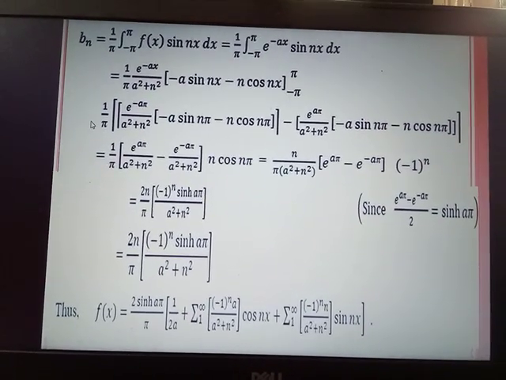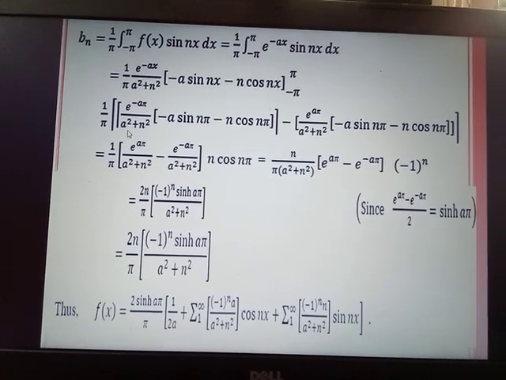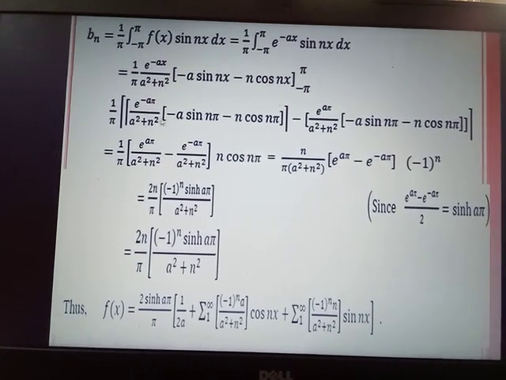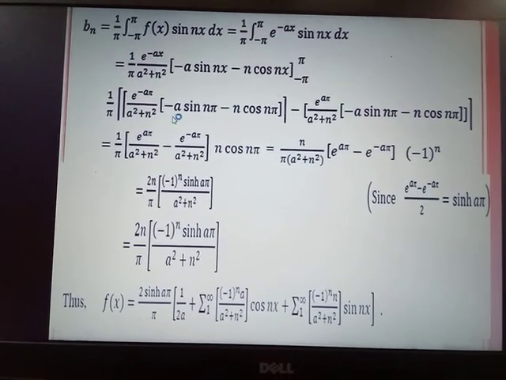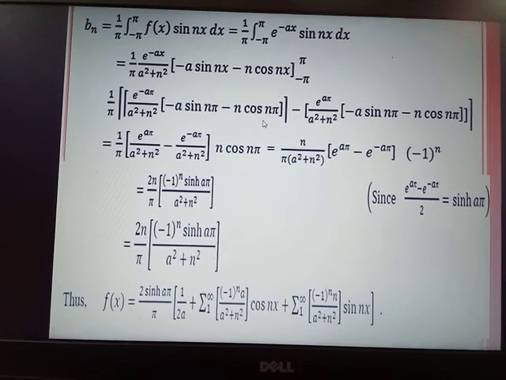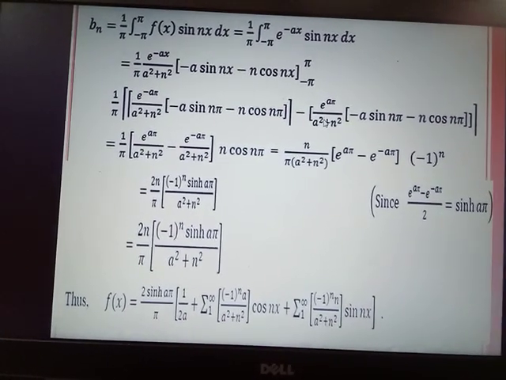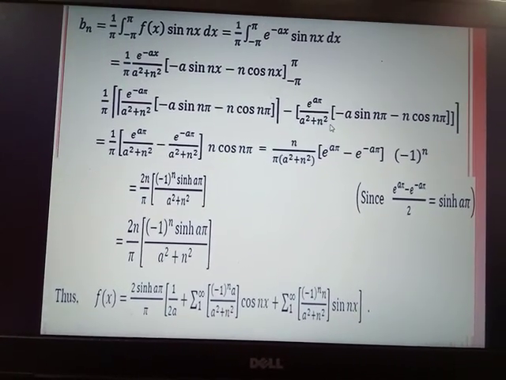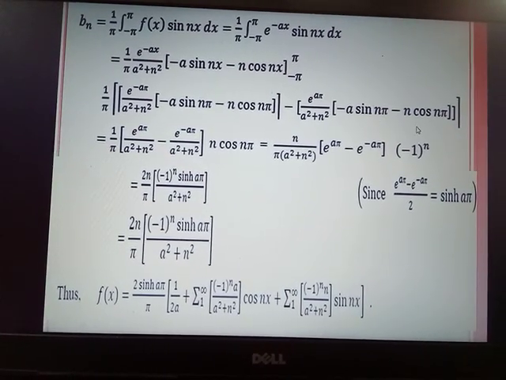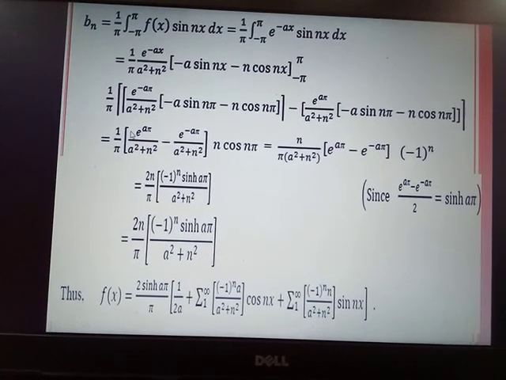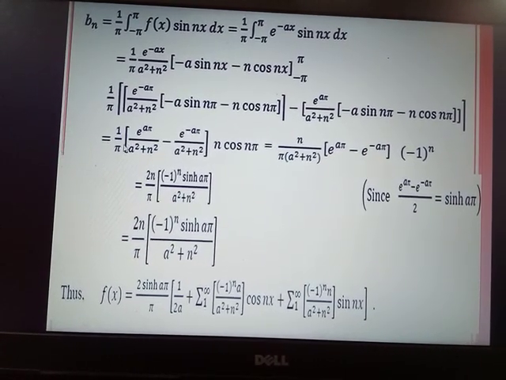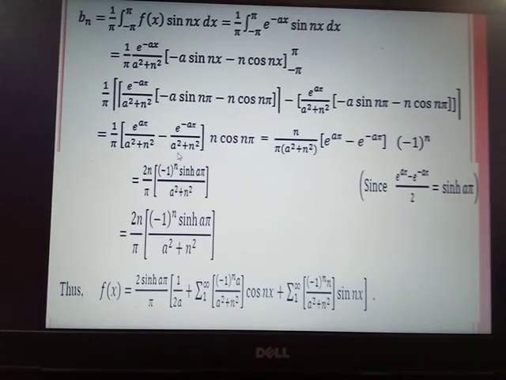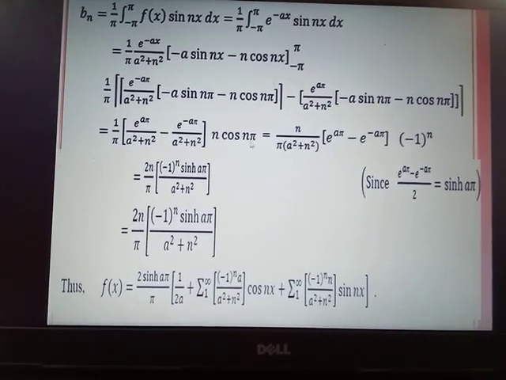1 by pi, here we have to write equal to 1 by pi into e raised to minus, first apply the upper limit to this term, after that minus lower limit, e raised to minus a pi divided by a square plus n square into minus a sin n pi minus n cos n pi minus e raised to a pi divided by a square plus n square into minus a sin n pi minus n cos n pi, which is equal to 1 by pi into, on simplification we get 1 by pi into e raised to a pi divided by a square plus n square minus e raised to minus a pi divided by a square plus n square into n cos n pi.